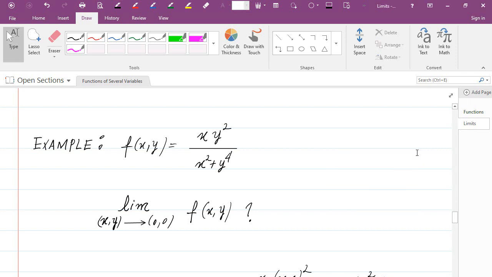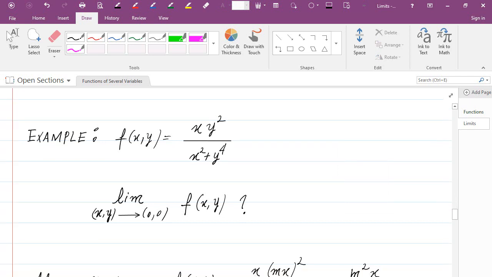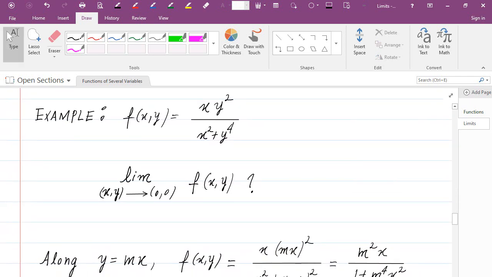Welcome back. So we started looking at limits of functions of two variables in the last video. Here's another example. Let's say I have the function f of x, y, which is equal to x y squared over x squared plus y to the 4. And we want to find the limit of f as (x, y) goes to the origin (0, 0).